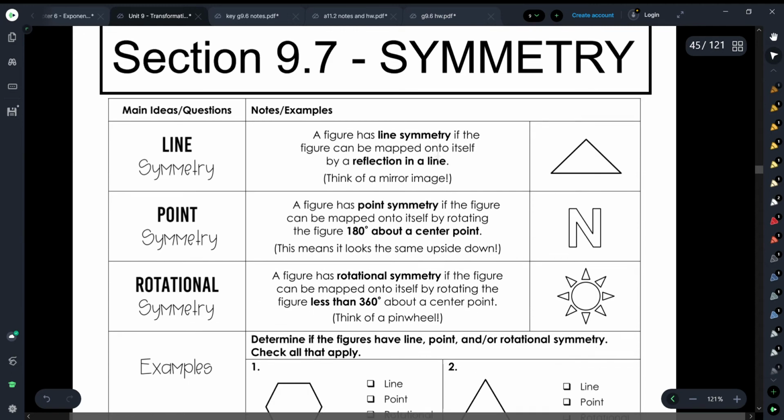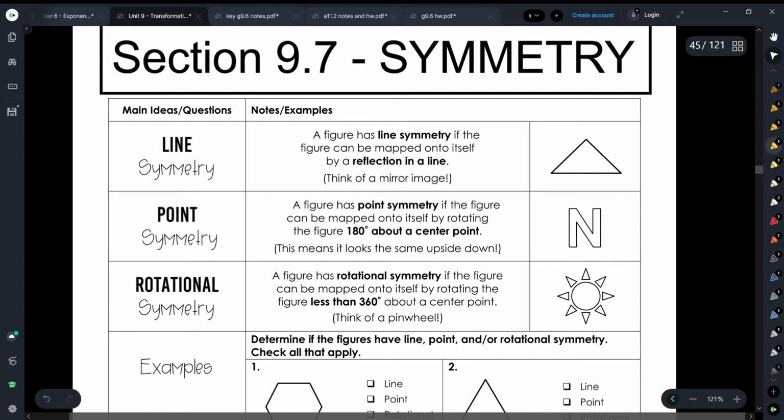We're dealing with symmetry because a lot of the shapes we deal with when we're doing rotations and transformations have symmetry. We have three different types of symmetry: line symmetry, point symmetry, and rotational symmetry. A figure has line symmetry if the figure can be mapped onto itself by a reflection in a line. Essentially, if I can draw a line down the middle of it somewhere, and it's symmetric on either side, then it has line symmetry.